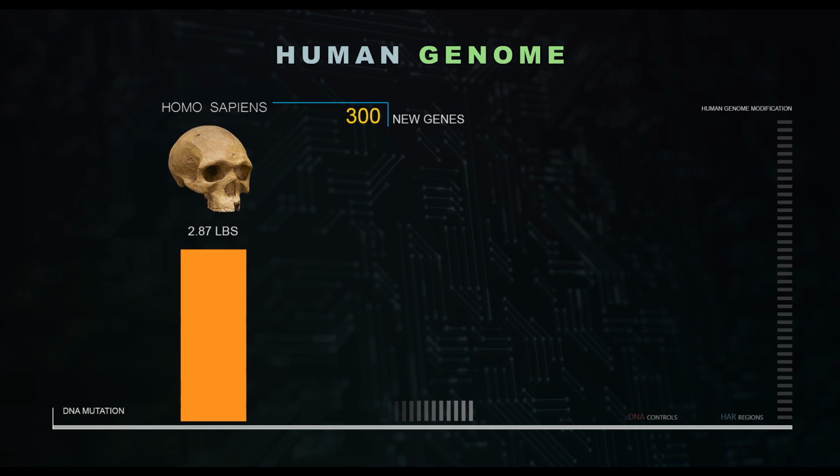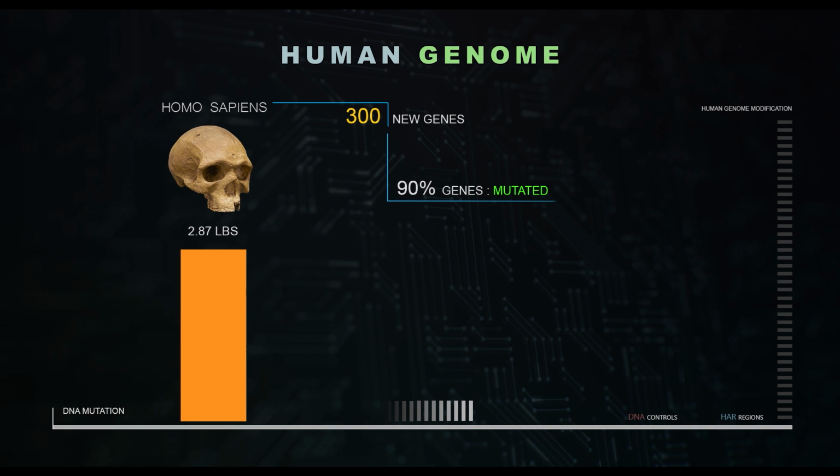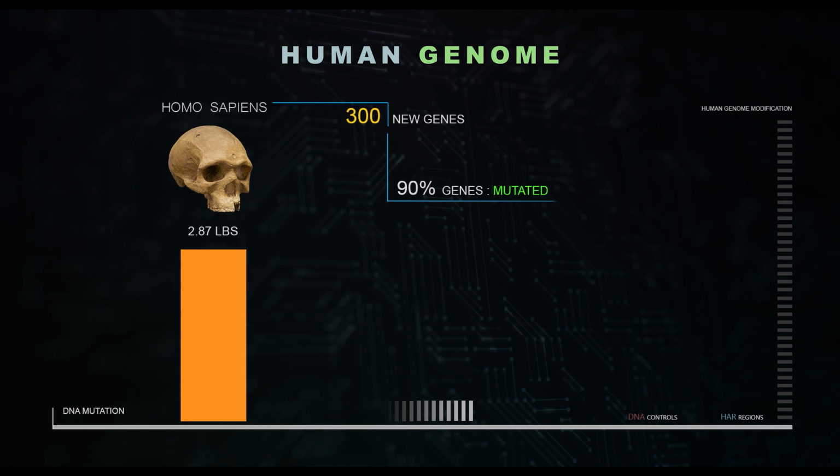The human genome acquires 300 new genes not present in monkeys. Of these, 90% are genes which have mutated during duplication. The origins of the other 10% of our genes remain a mystery.